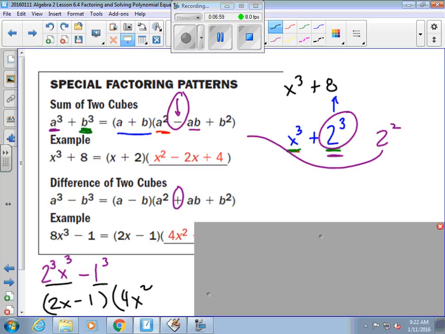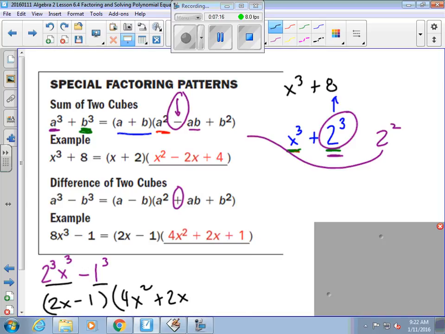Then you put both of them together. 2x times 1. And again, it's the opposite. So it'll be plus 2x. Then you square the last one. 1 and 1 gives you positive 1.